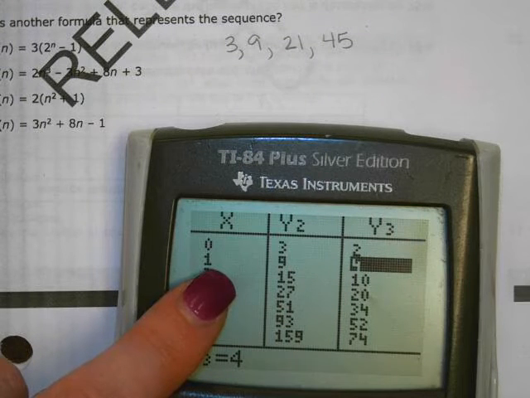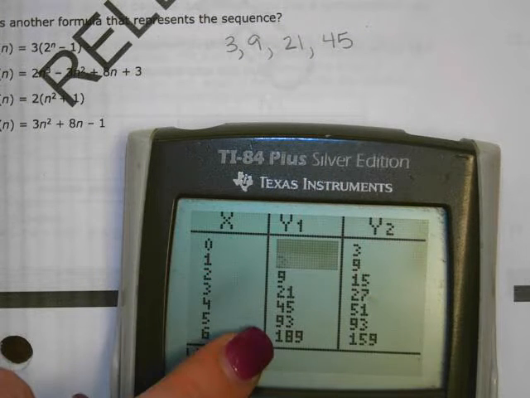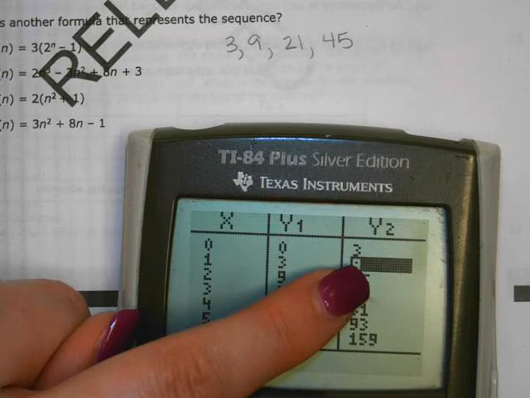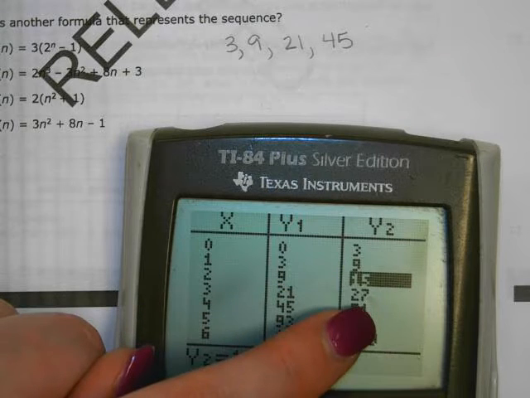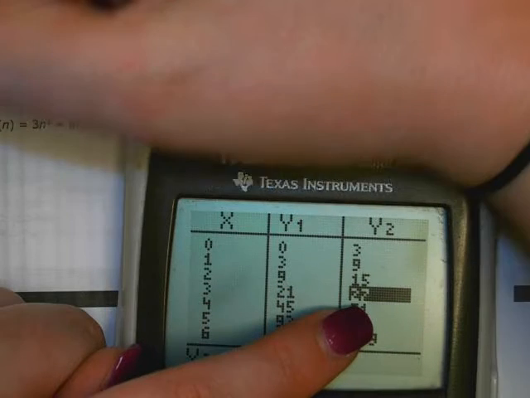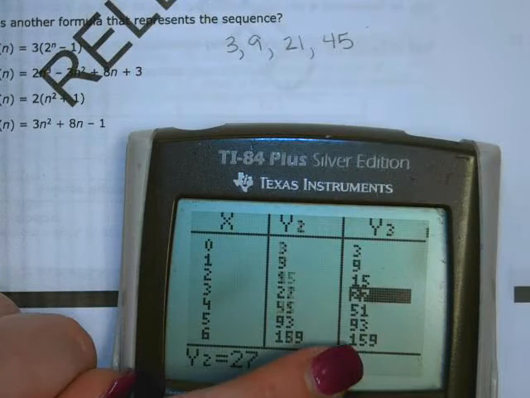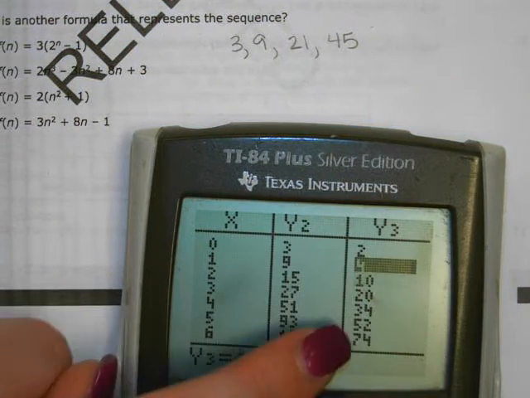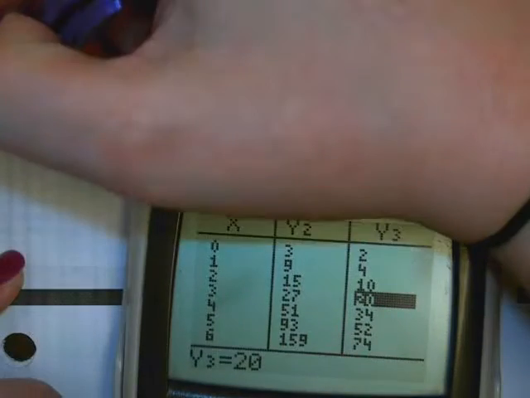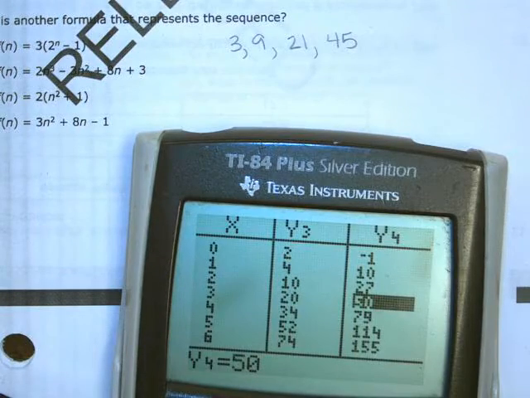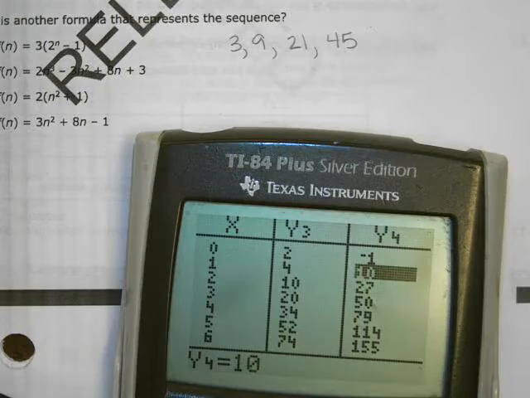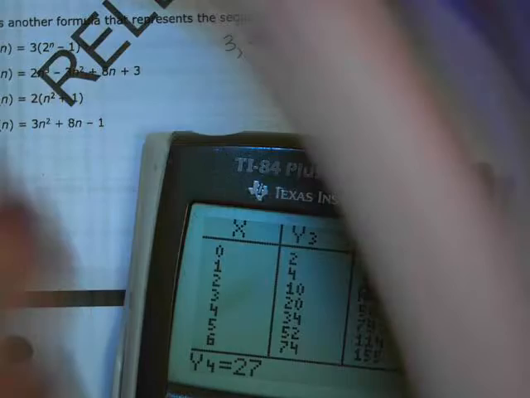B, oh wait, that wasn't my first term. No, it was. Okay. B, first term, second term, third term. Nope, it's not B. C, first term, second term, third term. Nope, definitely not C. And then D, first term, second term. Nope, so it's definitely A.